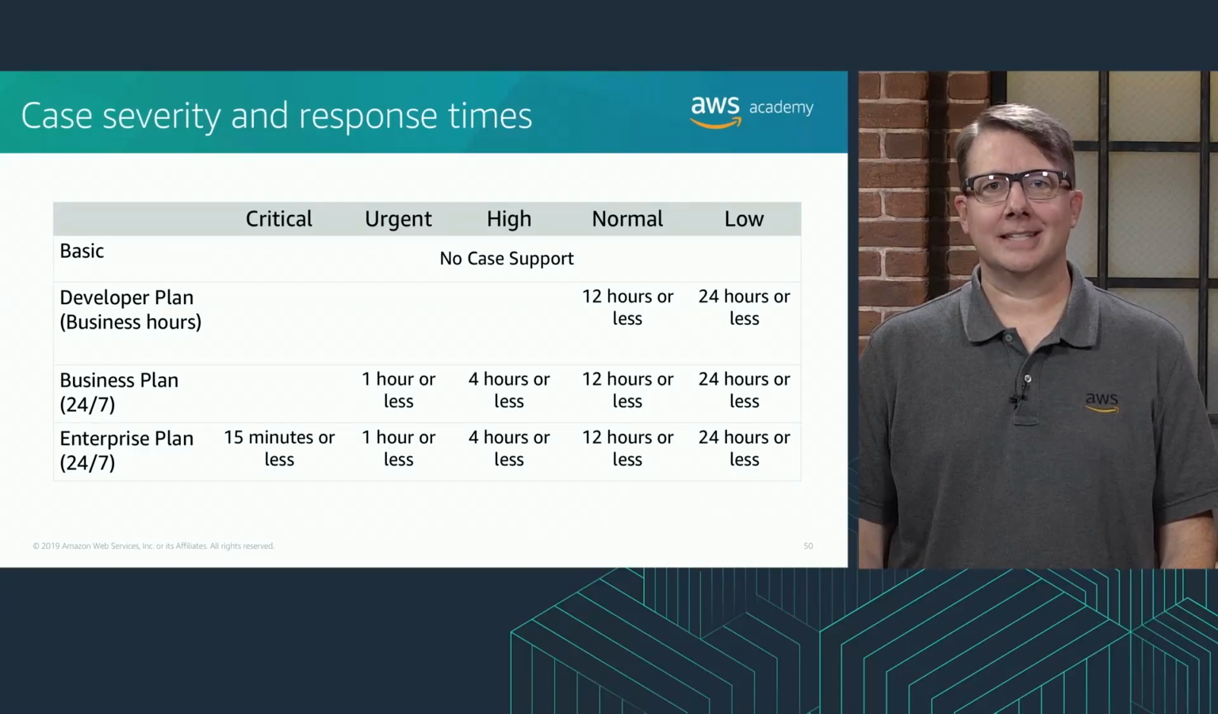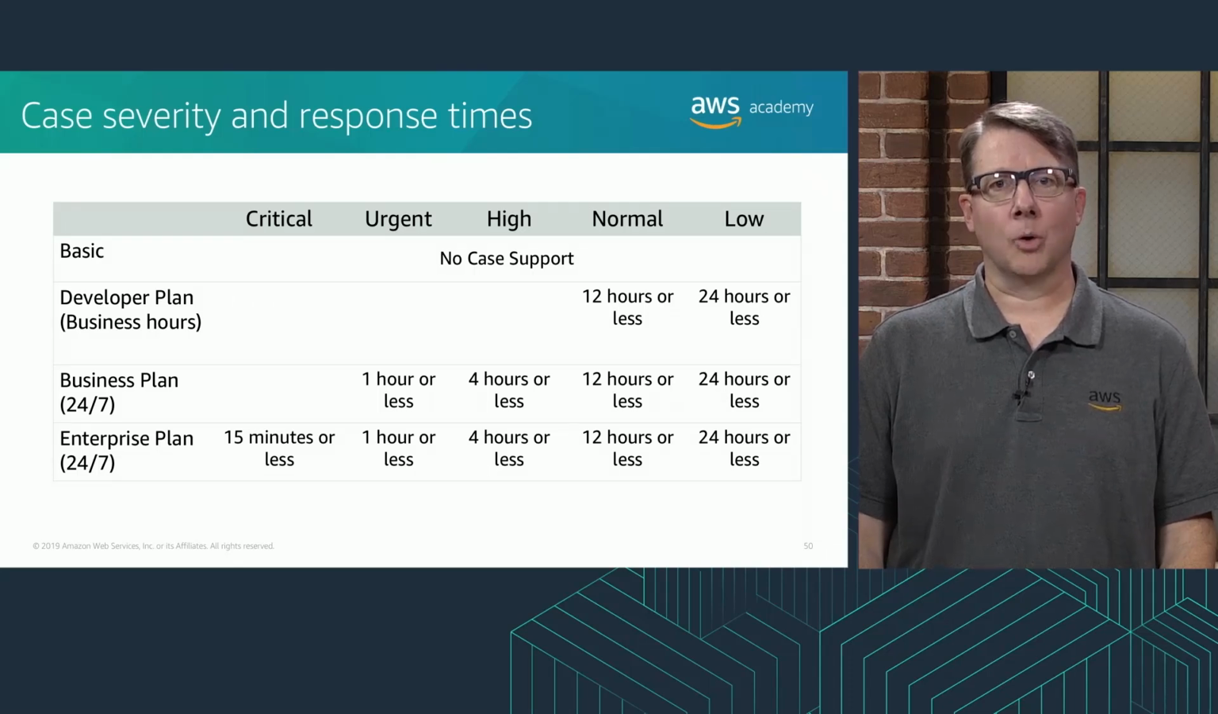Critical. Your business is at risk. Critical functions of your application are unavailable. Urgent. Your business is significantly impacted. Important functions of your application are unavailable. High. Important functions of your application are impaired or degraded. Normal. Non-critical functions of your application are behaving abnormally, or you have a time-sensitive development question. Low. You have a general development question, or you want to request a feature.